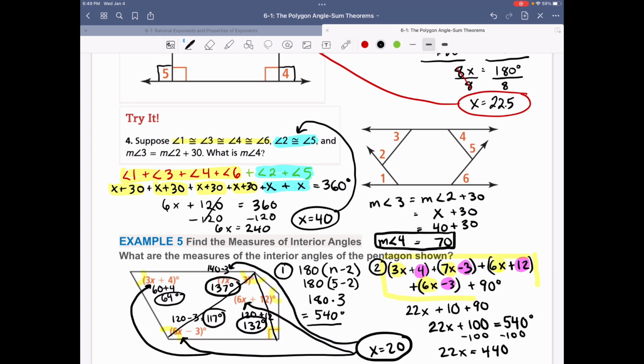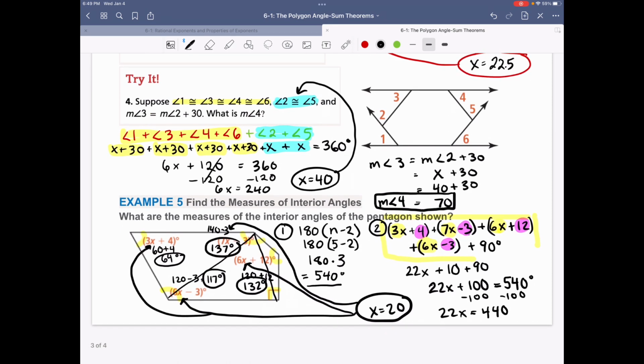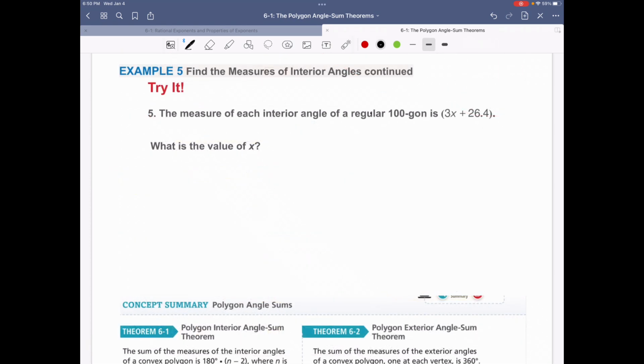I should have left more space to work that problem out. All right, let's turn the page. Okay, we're continuing example 5. The measure of each interior angle of a regular 100-gon, that means that n is 100, is 3x plus 26.4. What is the value of x?